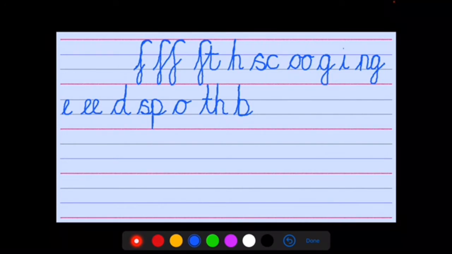E is E. A is A. K is C. Nd is N, D. Kt is C, T.